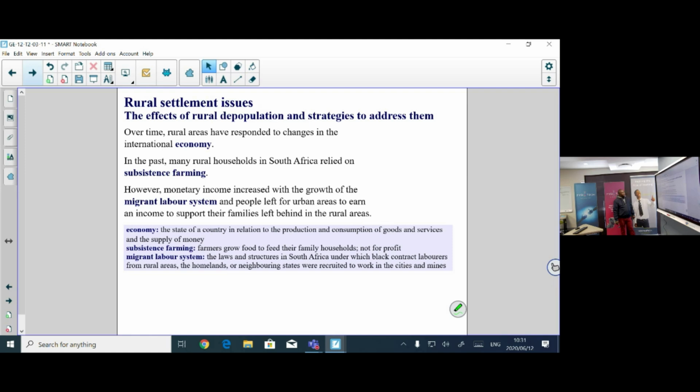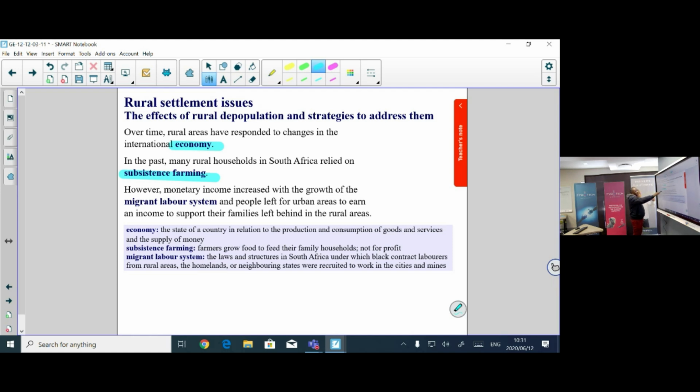Then we need to go on and look at more effects. Over time, rural areas have responded to changes in the international economy. In the past, many rural households in South Africa relied on subsistence farming. We talked about subsistence farming in the previous lesson. And at grade 12 now we know what an economy is. We don't need to dwell on that.